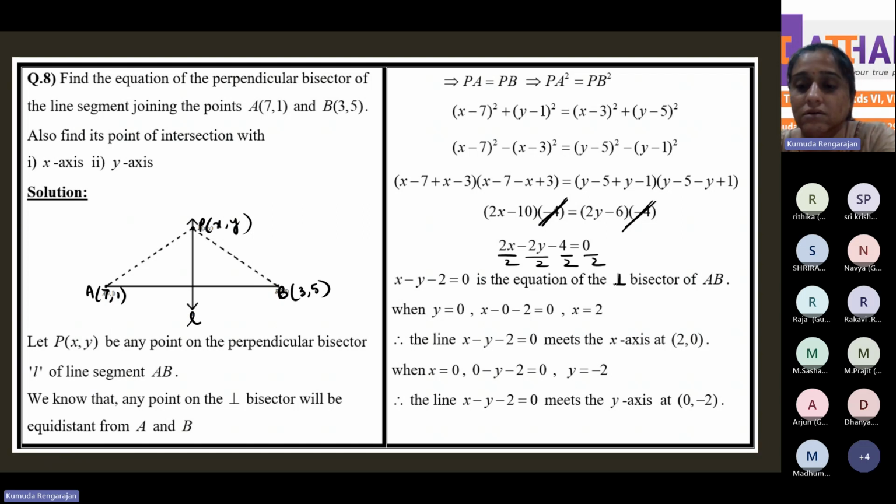This is the perpendicular bisector of AB. So we got the equation of the perpendicular bisector. Now we'll have to find where that line intersects the x-axis and the y-axis.